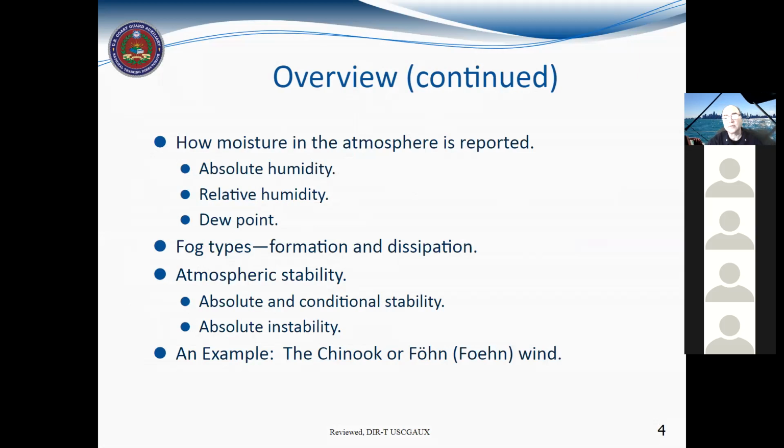The overview continued. How moisture in the atmosphere is reported in terms of absolute humidity, relative humidity, and the dew point. Fog types. Here's where it gets back to more relaxing. Formation and dissipation. Atmospheric stability. That's something that won't be quite as difficult. Absolute and conditional stability. And then we're going to talk about absolute instability. And an example of the Chinook or the foehn wind. I don't know how to pronounce foehn. I think it's foehn.